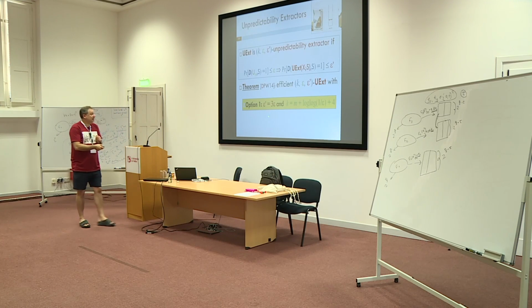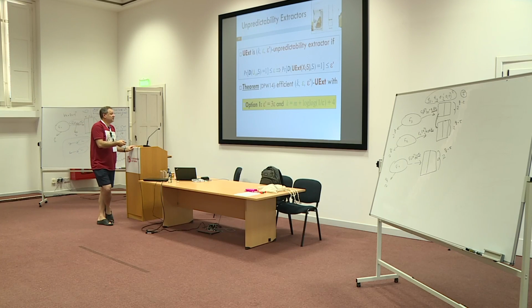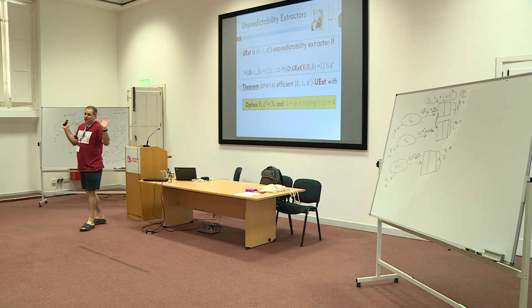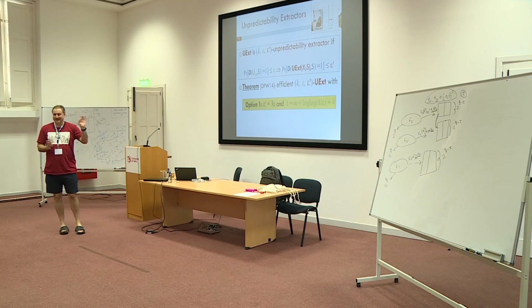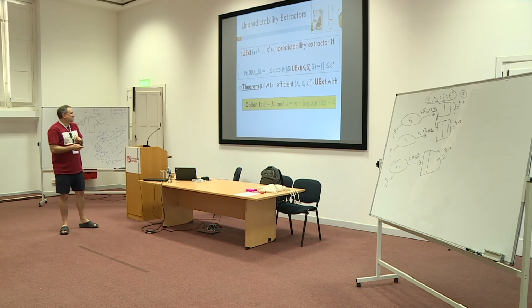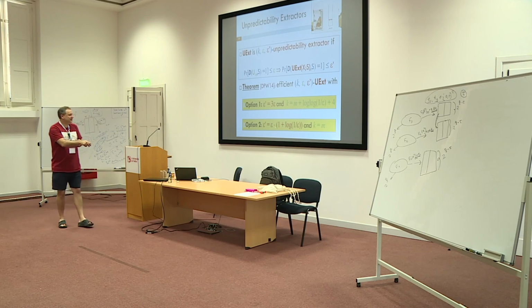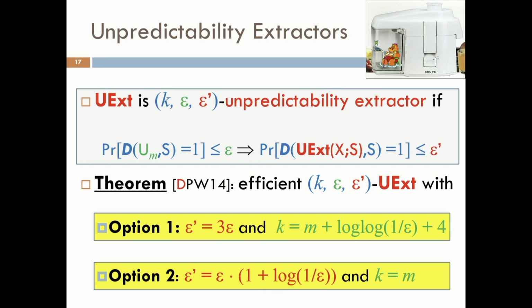And surprisingly, we show that we can achieve, let's say, epsilon prime of 3 epsilon, just so that the numbers are nice, and the entropy loss is only log 1 over epsilon. So instead of 2 log 1 over epsilon, we get log 1 over epsilon plus 4, because I promised you no hidden constants. There is another regime for k equals m, where we can go a little bit worse. If you want no entropy loss, we can still get epsilon times something small. But let's concentrate on this one.